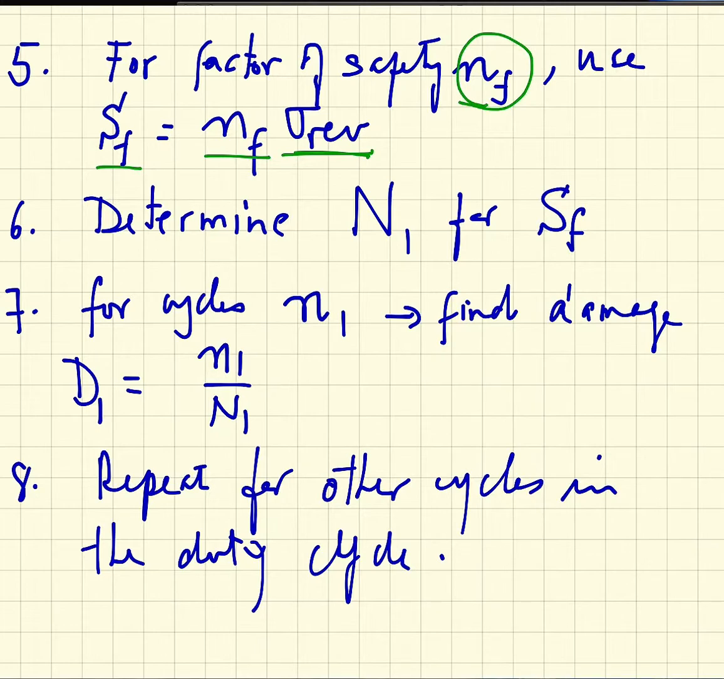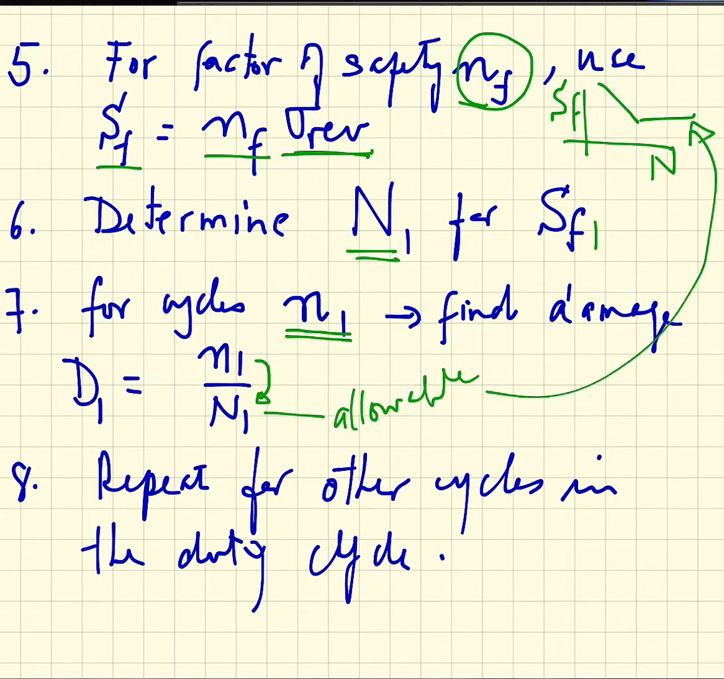And once we have SF, then we use the constants A and B to determine the relationship between SF and N. And in this case, we are assuming that we have one single amplitude of SF1, say, to produce N1. And suppose that we used only a number of cycles lowercase n1, then we can determine the damage fraction, which is lowercase n1 divided by the allowable. And the allowable is obtained from the SN curve.